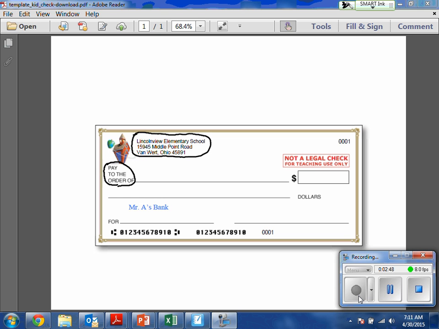The next thing you notice, it says pay to the order of. This is who you're going to write out your check to. So let's go back to the $100 idea. Let's just say I wanted to make my check out to Lincoln View for the cafeteria. So I'm going to go ahead and pay this check to Lincoln View. All right. So on that line, I want to print out Lincoln View because that's who I'm going to pay the money to.